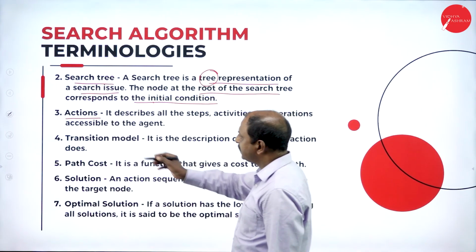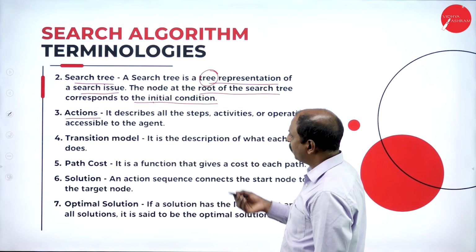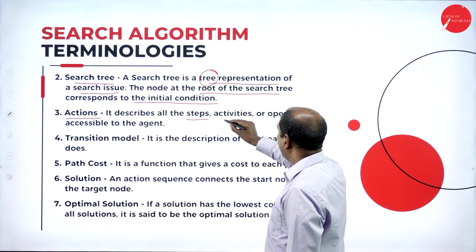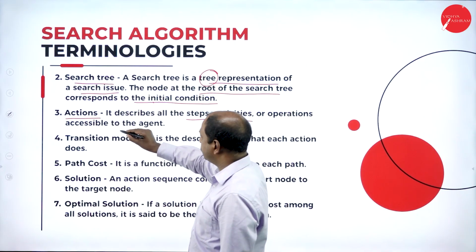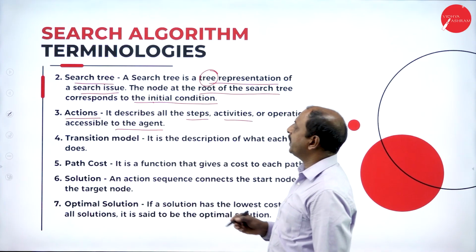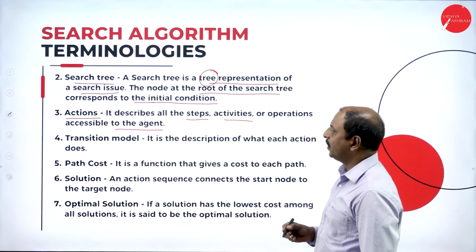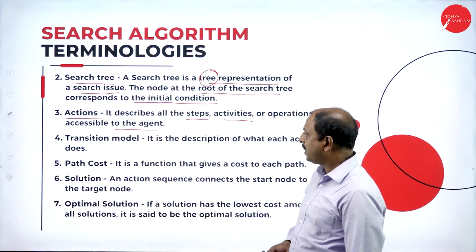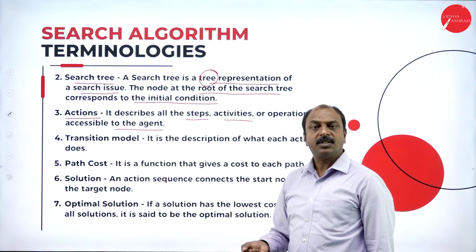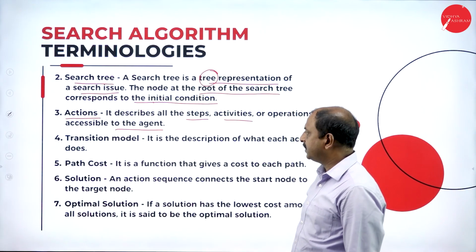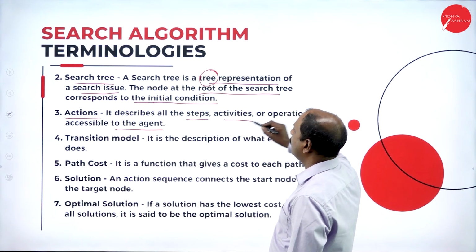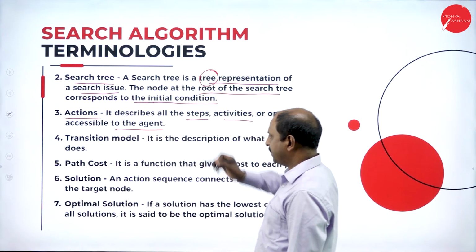The next term is actions. What is the meaning of actions? It describes all the steps, activities or operations accessible to the agent. Here, as all of you know at this stage, the agent is a very, very important part of AI. So all actions are taken through AI agents. It describes the steps, activities, operations accessible to the agent.